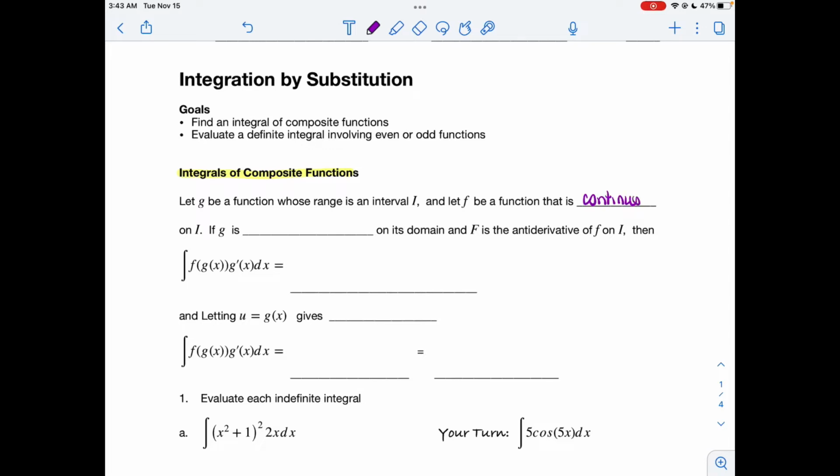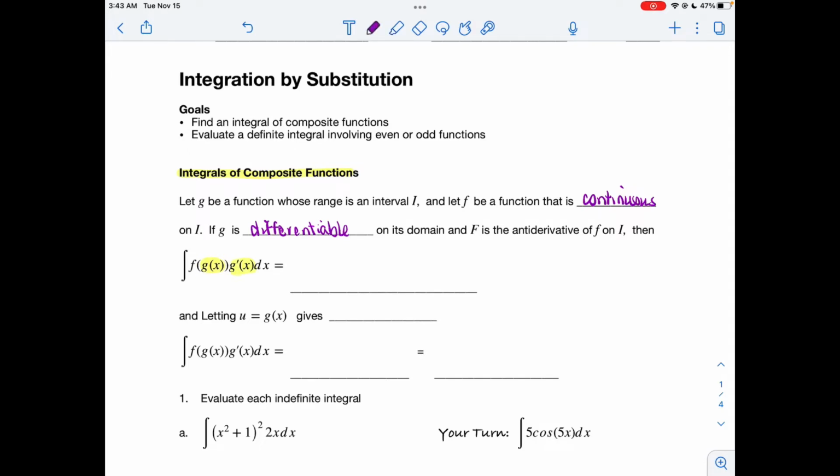function, is continuous on that same interval, and if g, the inside function, is differentiable on this interval, then if big F is the antiderivative of f on that interval, we can say that the integral of f of g of x times g prime of x dx.